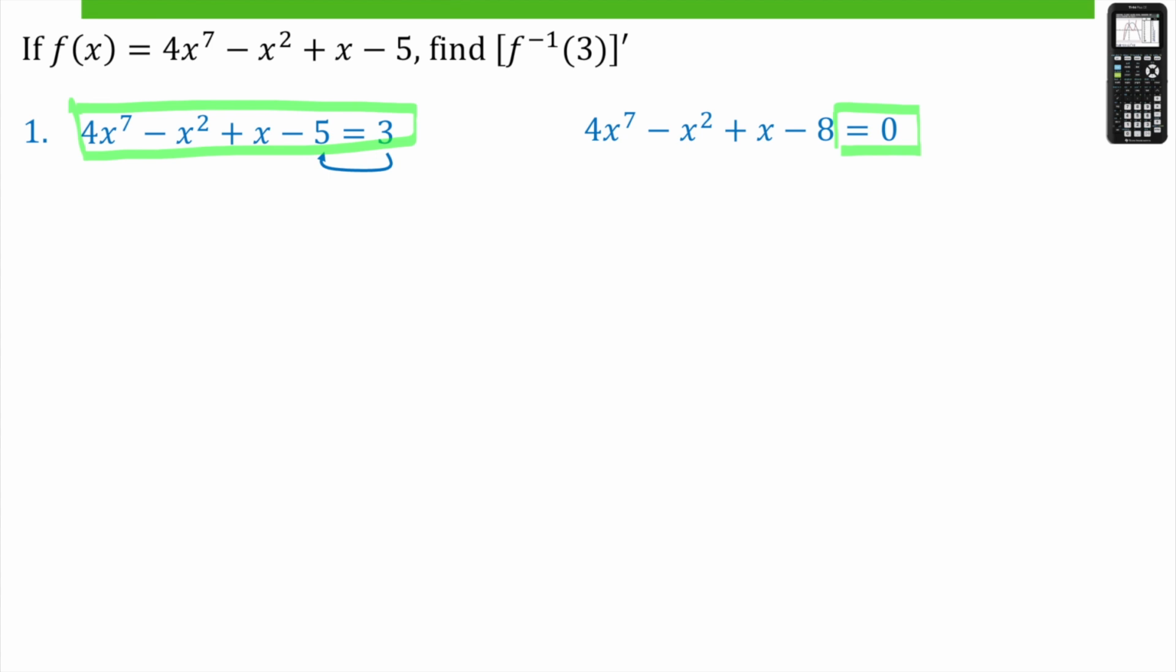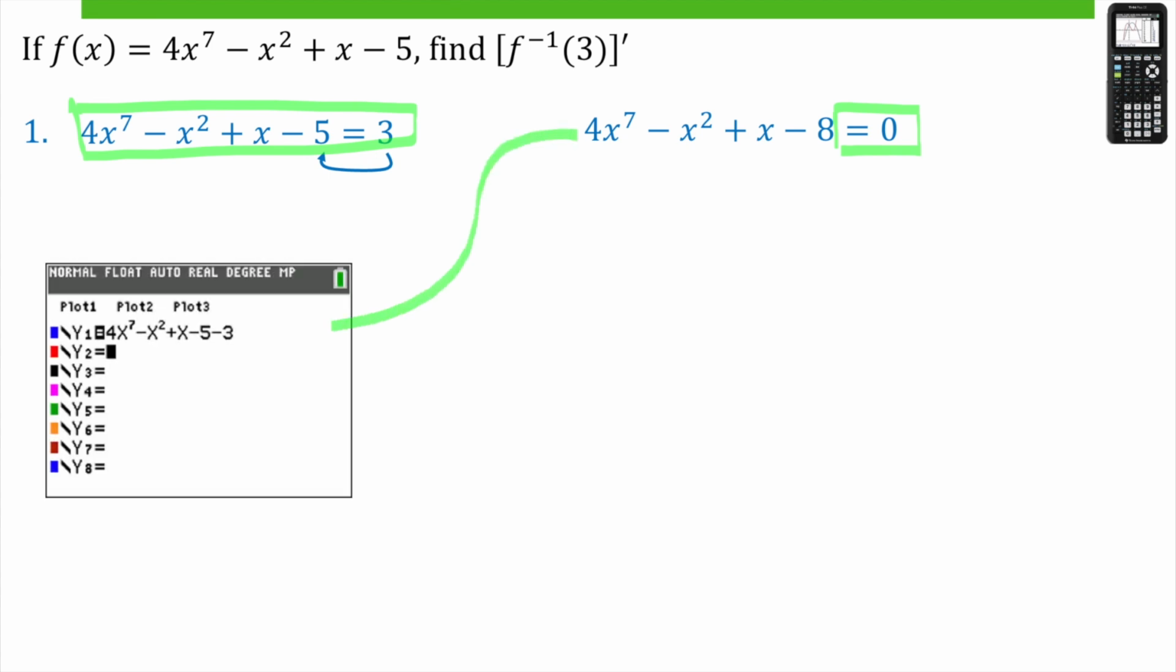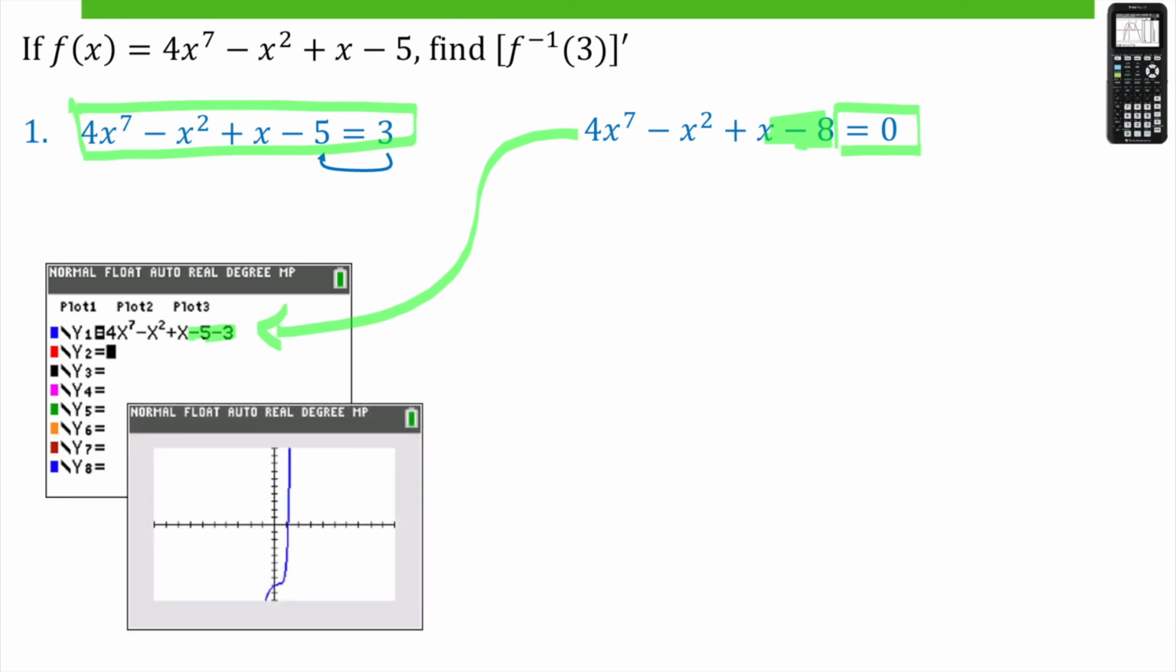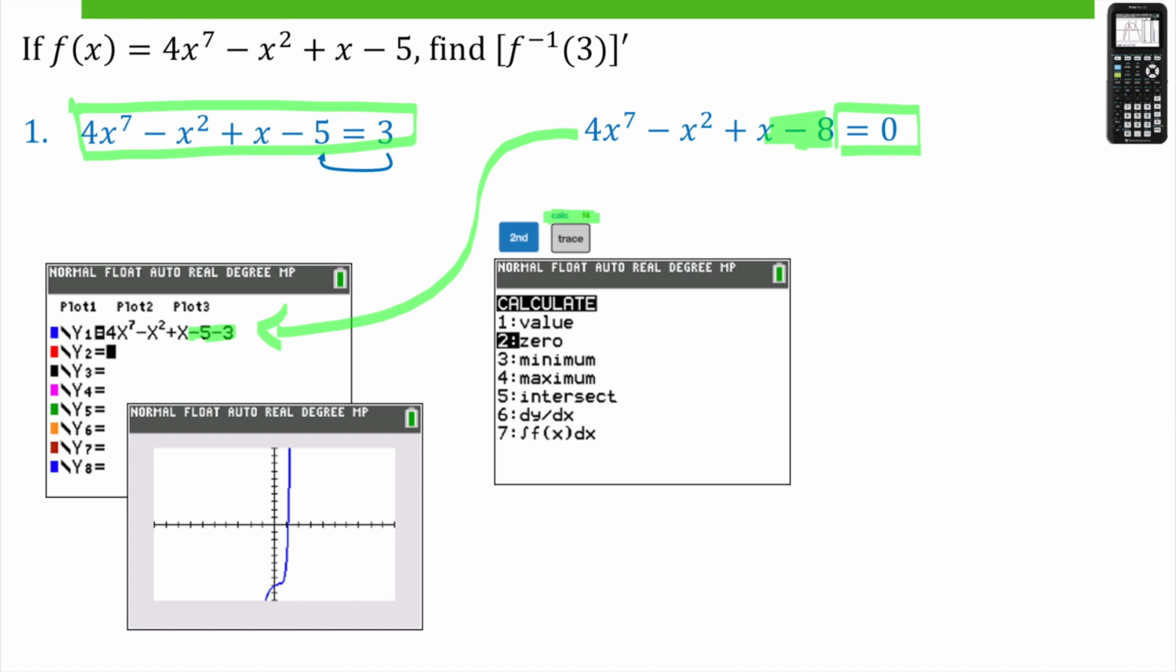Then grab your calculator and pop that into the equation editor. Now I had -5, -3 in there instead of -8, but it's the same thing. Now pause the video as I go so you can use your calculator. Then you're going to graph it. Then you're going to hit the button second and trace to get calculate on top. We want to calculate the zero of the function because we set our equation equal to 0.